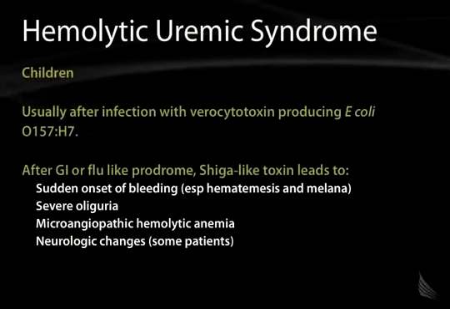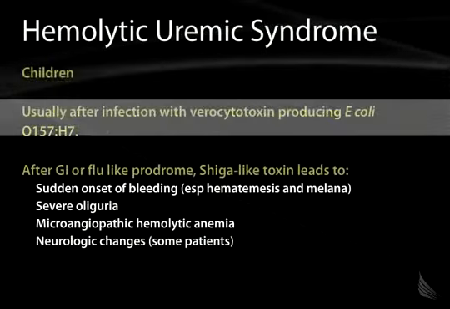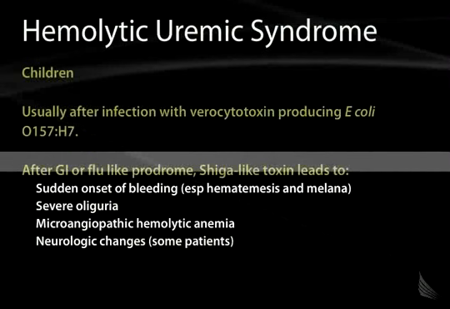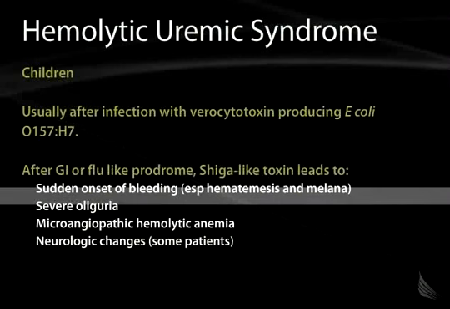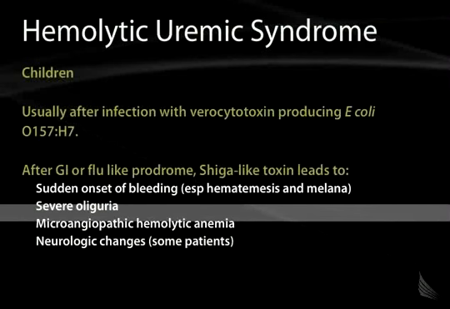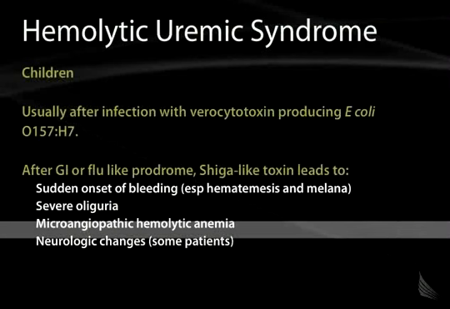Hemolytic uremic syndrome usually occurs in children and often occurs after infection with a particular type of E. coli, what we call enterohemorrhagic E. coli, or E. coli 0157H7. So they'll get a GI or a flu-like syndrome followed by the production of Shiga toxins, Shiga-like toxins by this E. coli. This leads to the sudden onset of bleeding, severe oliguria, and this microangiopathic hemolytic anemia. Some patients will develop neurologic changes, though this is less severe in hemolytic uremic syndrome than it is in TTP.